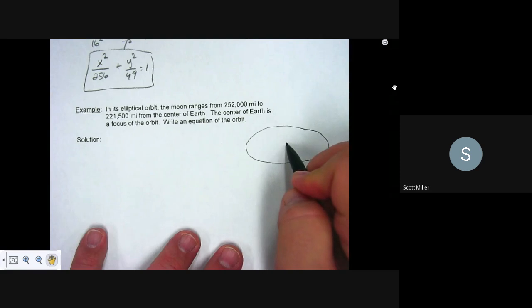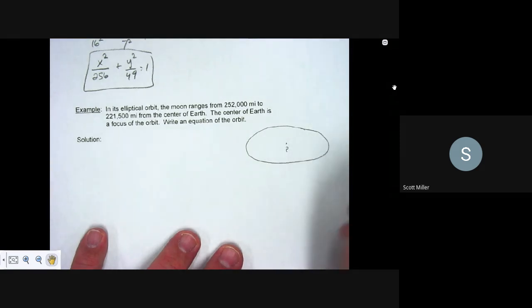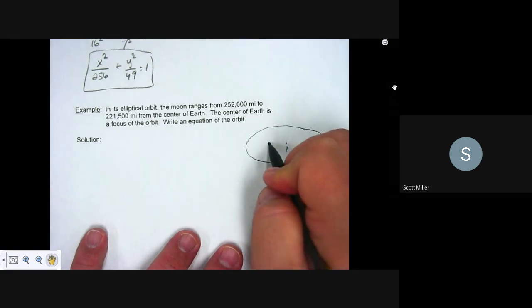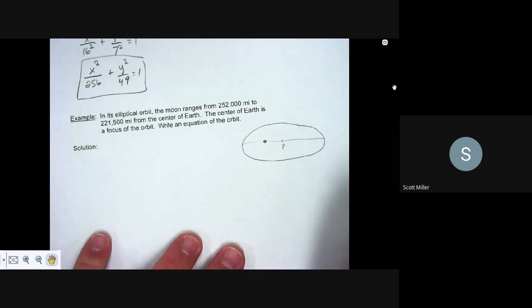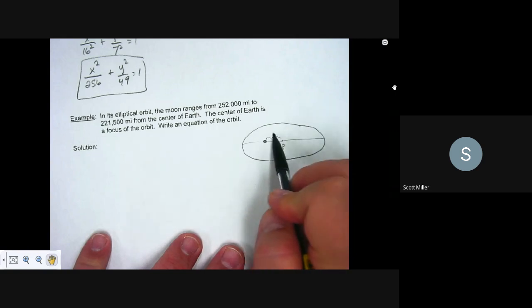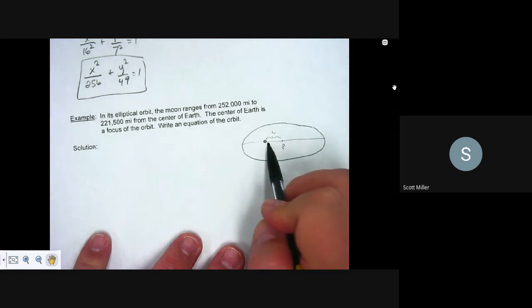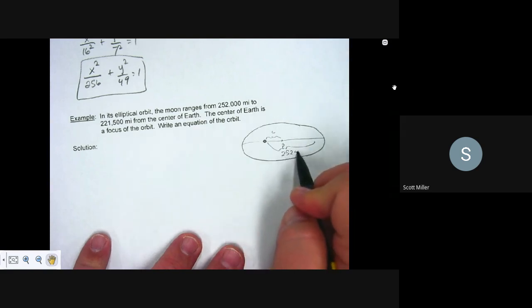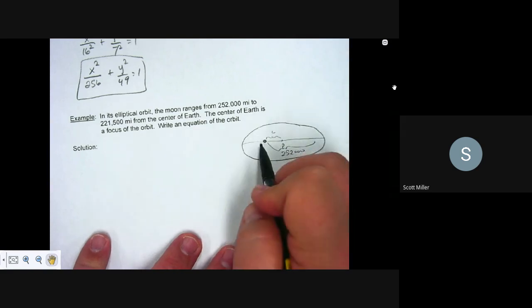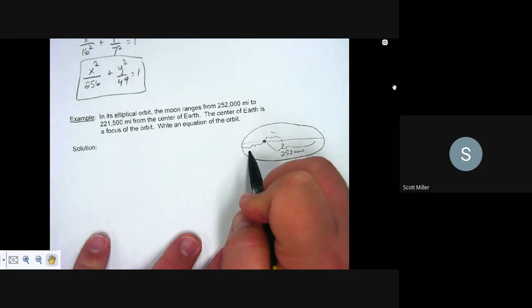So consider this point the center. And then over here is a focus. This is the Earth's center. Here's the major axis right there. This distance would be C. This distance is the larger number. And then this distance, although it's not drawn to scale, you can tell, is the shorter number.